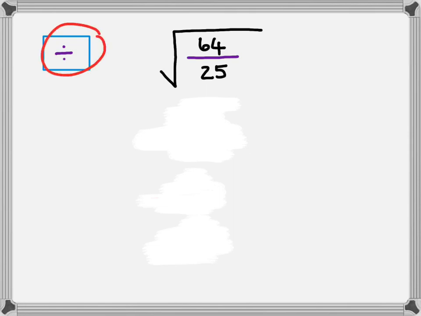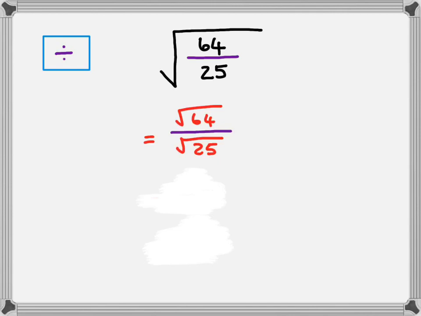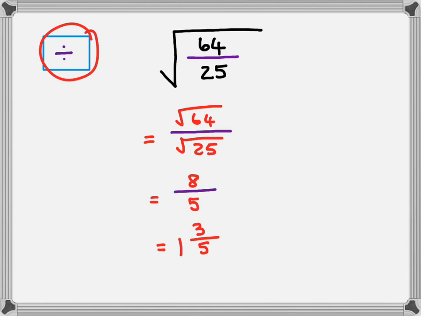The divide rule says you can rewrite it as a square root on the top, over the fraction line, and another square root underneath. So we have now the square root of 64 over the square root of 25. Square root of 64 is 8, square root of 25 is 5. And we can just put it into a mixed number at the end. So for divide, you are welcome to break them up into the top and the bottom, the numerator and the denominator of the fraction.